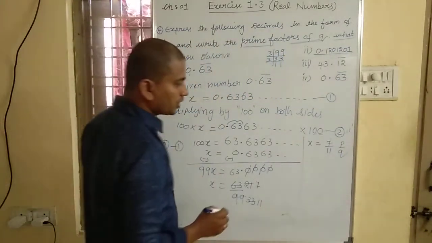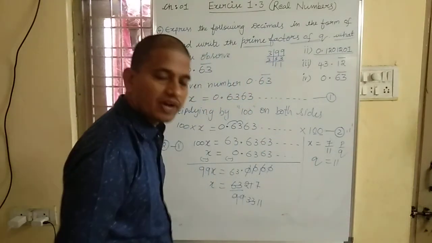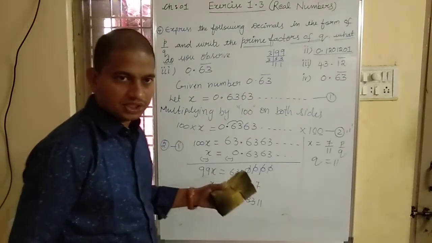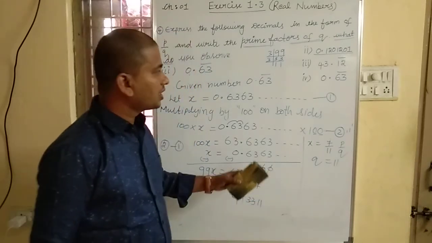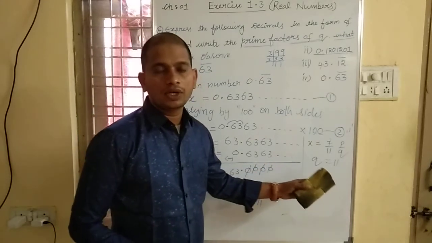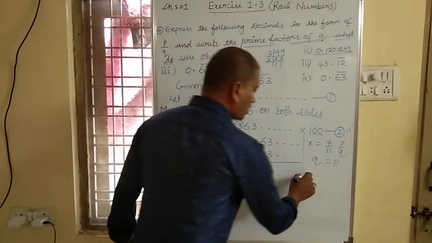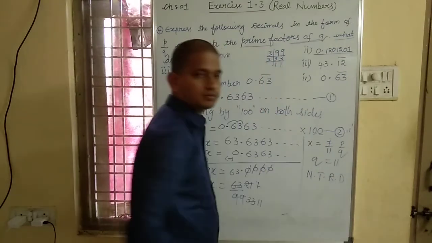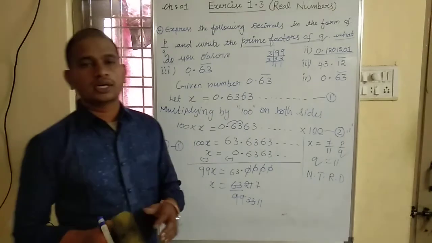And what is q here? Here the q value is 11, which is a prime factor. 11 is a prime factor. Is it in the form of 2 power n into 5 power m? No, it is not in the form of 2 power n into 5 power m. Hence, it is a non-terminating repeating decimal form.